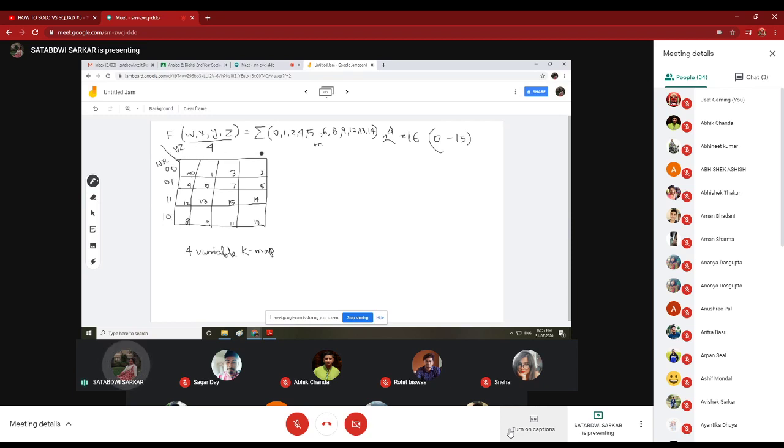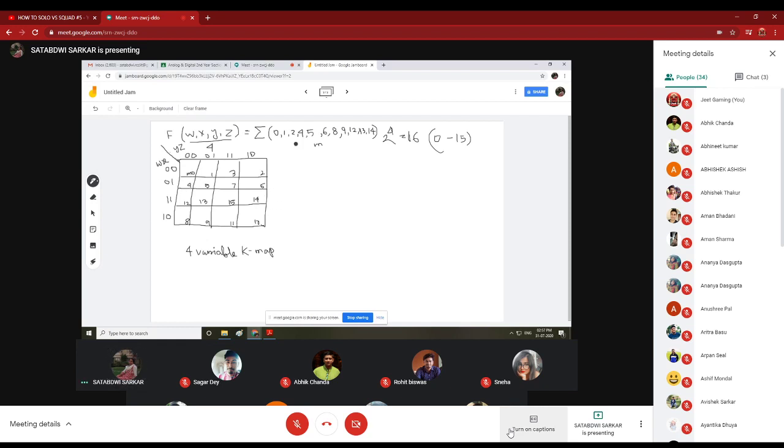And for the columns Y and Z, the value 0 0 means Y bar Z bar. 0 1 is Y bar Z. This is YZ, that is 1 1, and here it is 1 0, that is Y Z bar. Okay, now write it down in your copy.